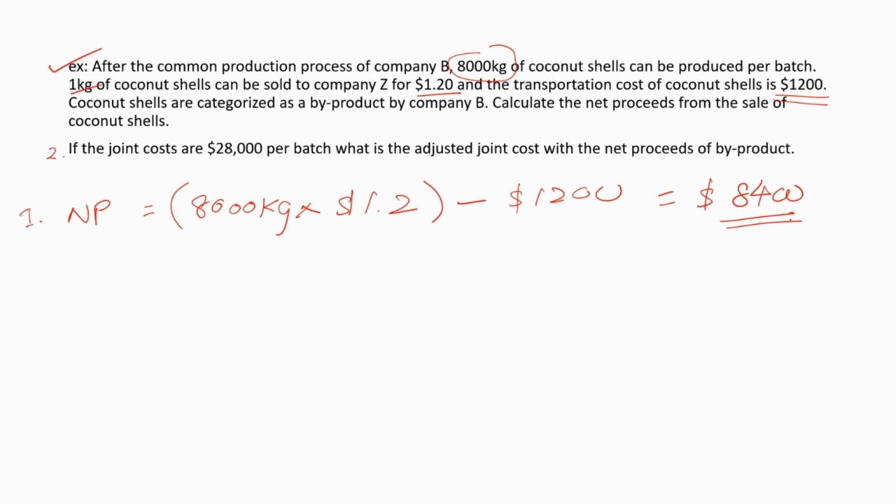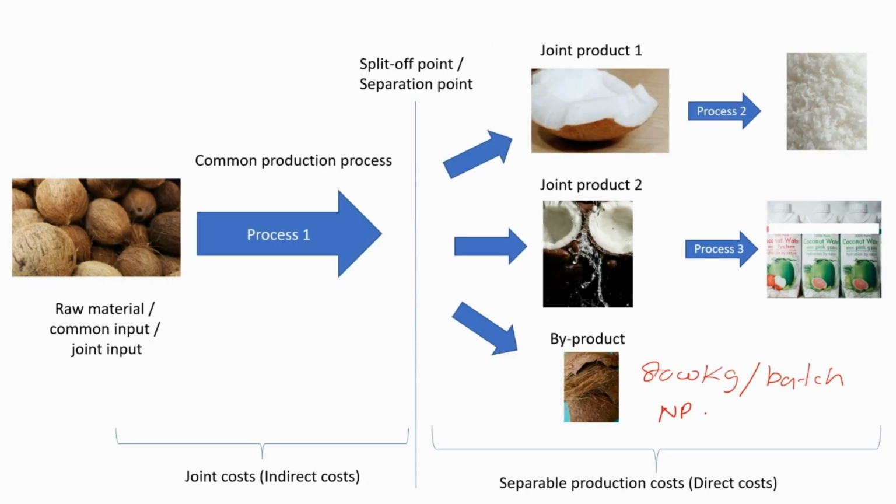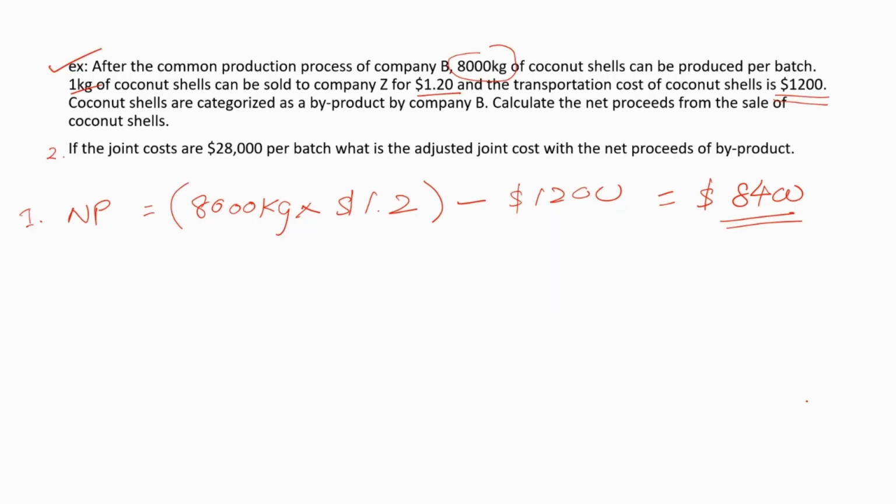This is a positive value, which means this is a profit to the company, because the sales revenue by selling the byproduct is higher than the costs associated with selling the byproduct. So the net proceeds is equal to $8,400. Now let's do part 2.